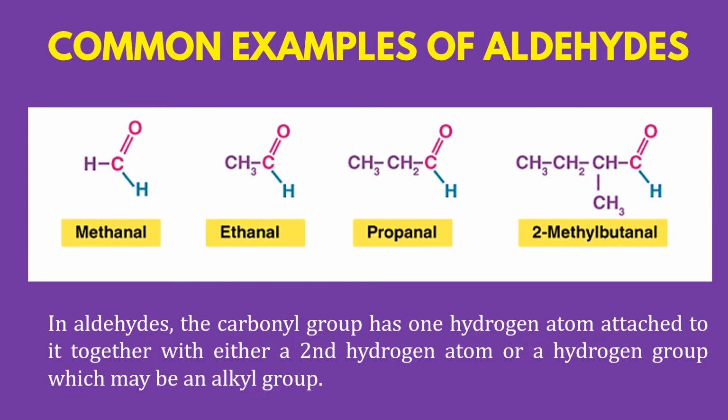Common examples of aldehydes. In aldehydes, the carbonyl group has one hydrogen atom attached to it, together with either a second hydrogen atom or a hydrocarbon group, which may be an alkyl group. In our examples, one can notice that all these have the same exact end to the molecule. The only difference is the complexity of the other attached group. In IUPAC naming, the suffix -al, or aldehyde for common names, is always added to the name of an aldehyde. For example, we have methanal, ethanal, propanal, and 2-methylbutanal.